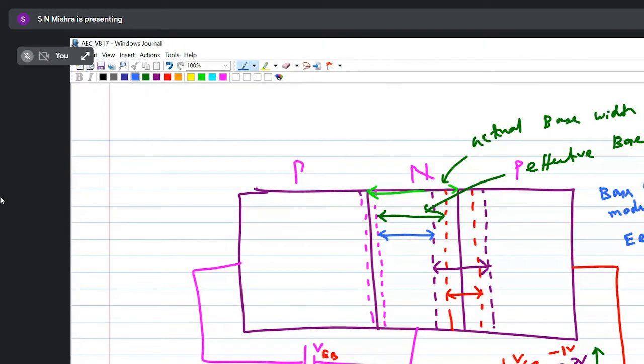Early is named after the scientist J.W. Early, who first detected this phenomenon. So the name is given as Early effect, or base width modulation. Understood? Yes, sir.